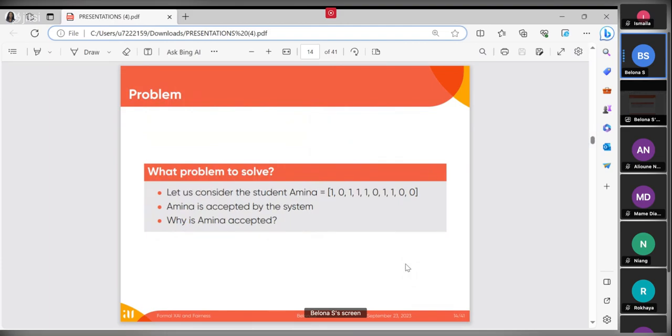So, in formal explanation, what will be the problem to solve? Let's take the case of this student called Amina, having these specific features.